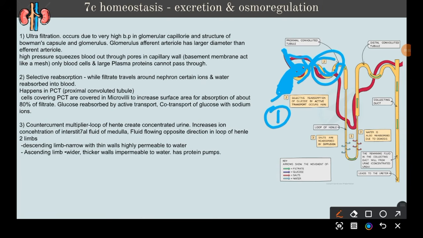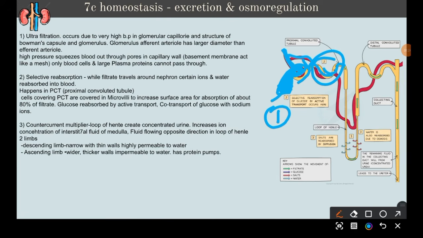So what happens is that normally there would be too much water and ion loss, so the substances are selectively reabsorbed back into the blood. 80% of the filtrate is reabsorbed, so all of the glucose is reabsorbed, and some ions, and most of the water.